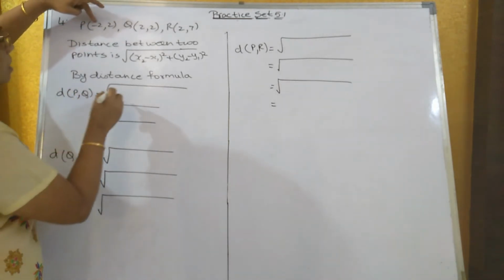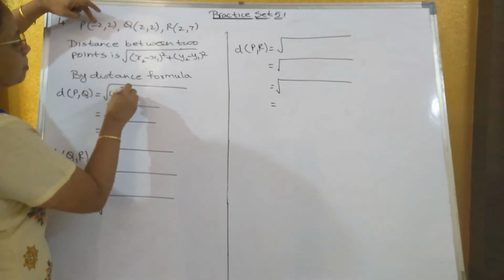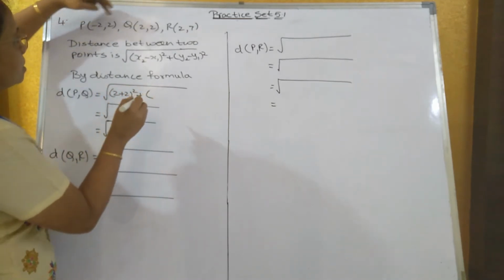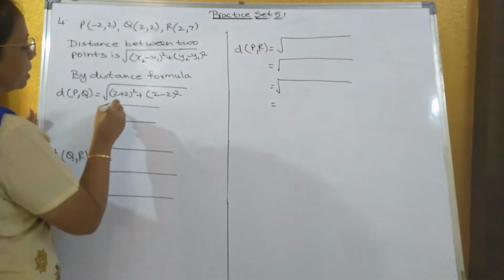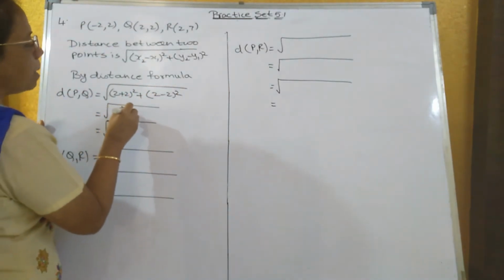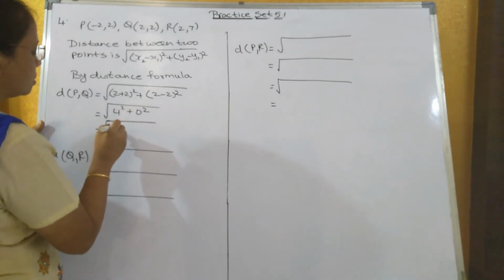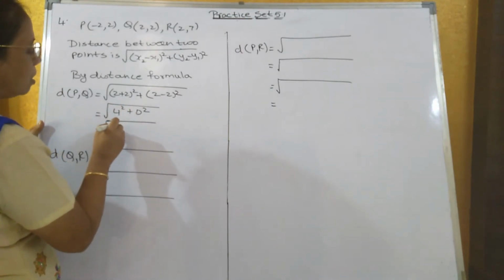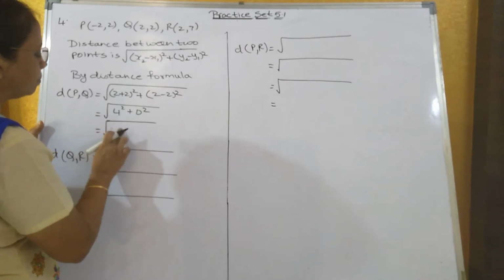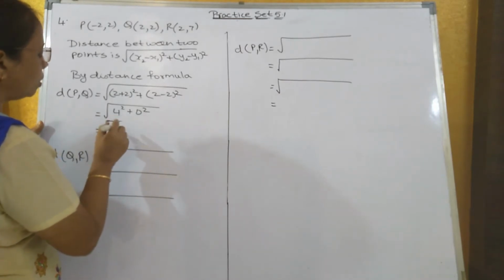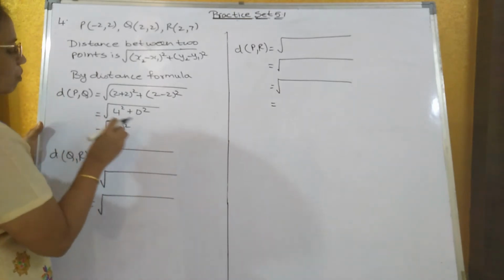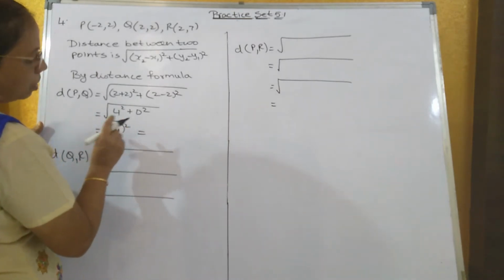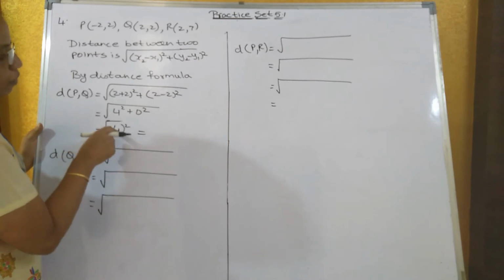2 plus 2 the whole square plus 2 minus 2 the whole square, that is 4 square plus 0 square, that is equal to 16. So we have got 4 square. So PQ will be equal to the root of 4 square, which is what?